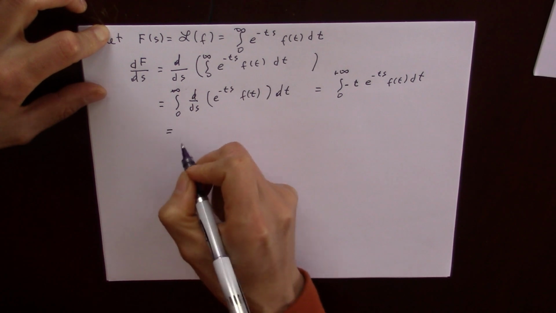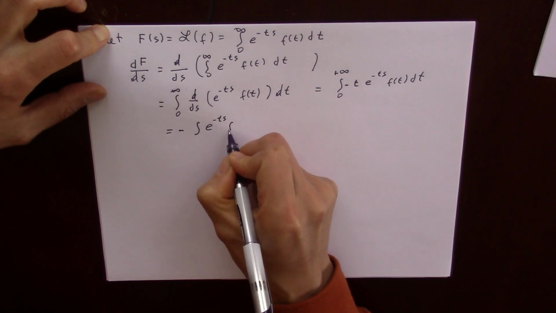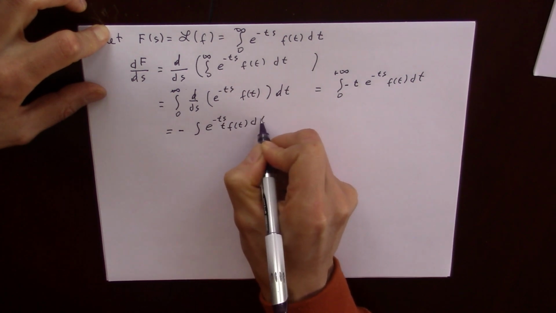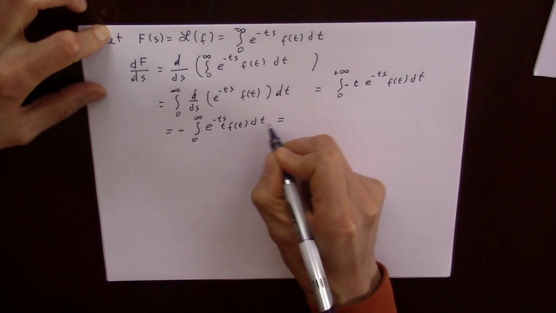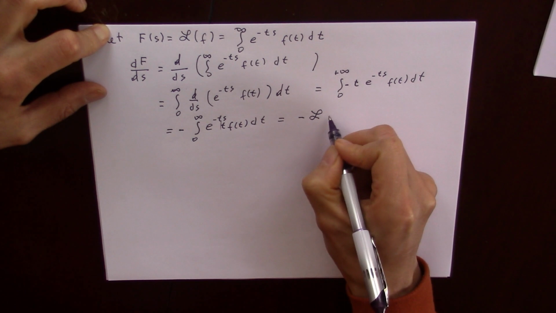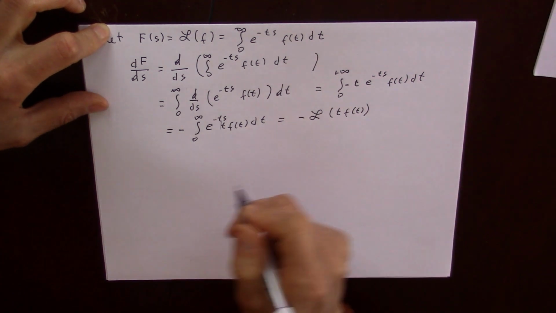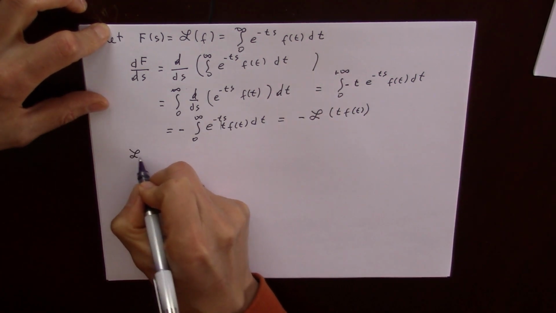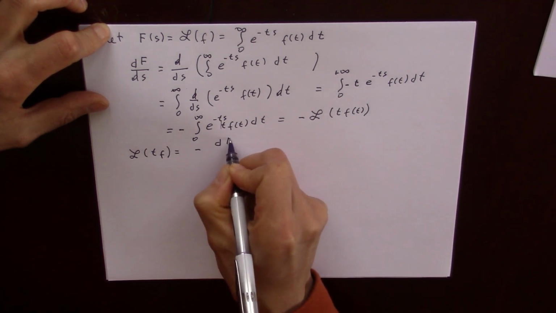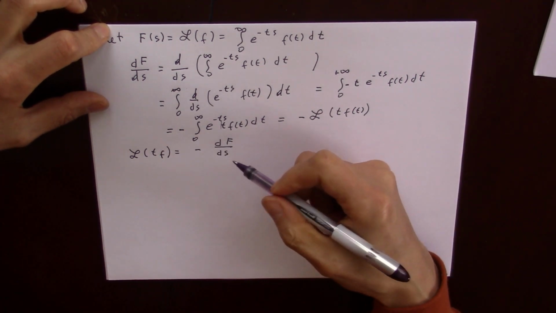We'll rewrite that, take minus outside, e to the negative ts f of t times t dt from 0 to plus infinity, and we recognize this one as minus Laplace transform of this function, which is t f of t. So what we've got is Laplace transform of t times function f equals negative dF over ds, where capital F is Laplace transform of original function.